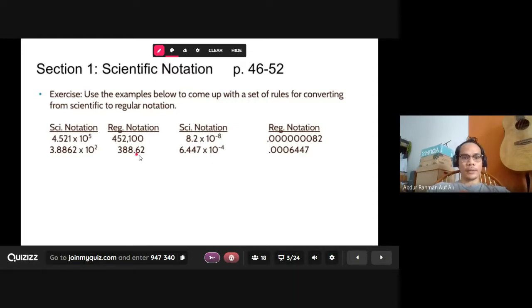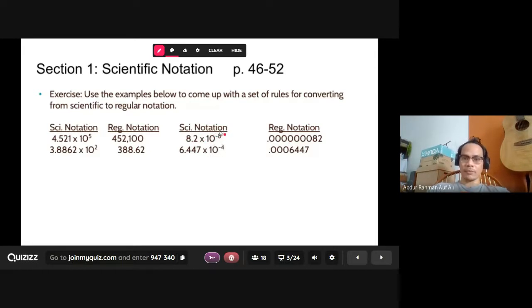Okay, so that's why kita boleh gunakan scientific notation untuk tulis dia, untuk simplifykan lagi, untuk kita buat kerja further calculations. So we can write this dalam bentuk 3.8862 darab 10 kuasa 2. Okay, another example here is ini pun sama. This is a very small value, 0.000082. So we can write this in scientific notation. Jadi 8.2 darab 10 kuasa negatif 8.